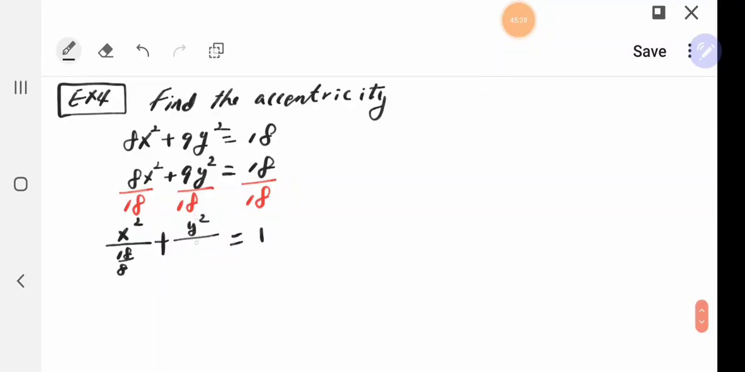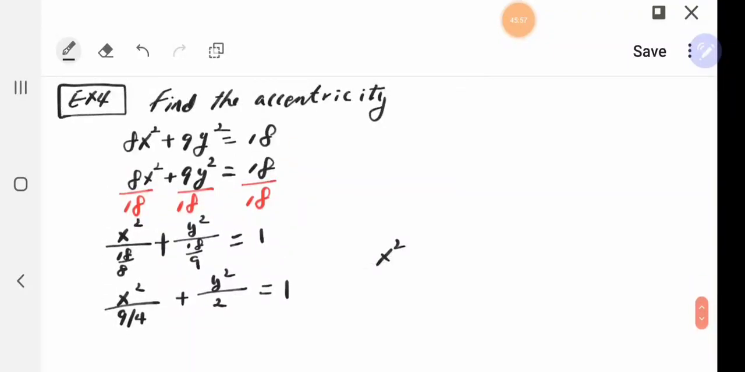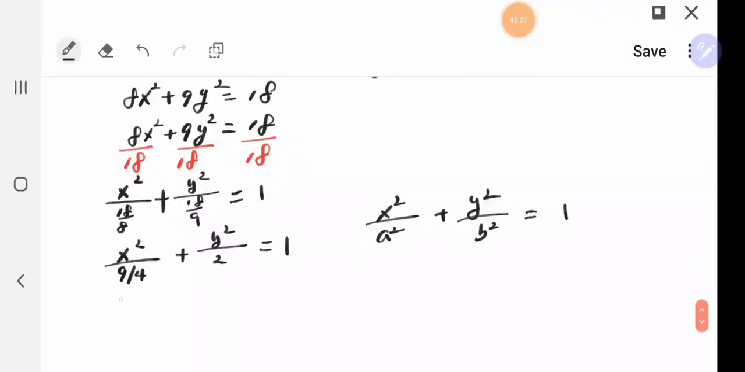Divide the numerator and denominator of the second term by 9. Then 18 over 9, so x squared over, the bottom will be 9 over 4, plus y squared over 2. Right, so based on the formula, x squared over a squared plus y squared over b squared is the equation of the ellipse. In this case, a squared is equal to 9 over 4 and b squared is equal to 2.